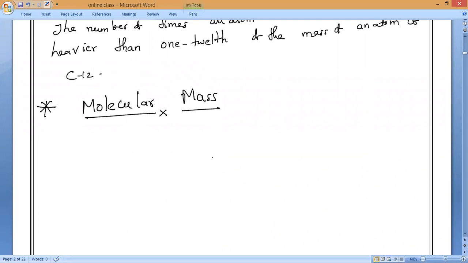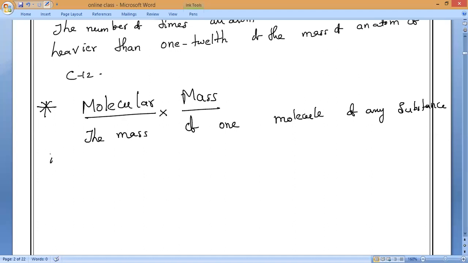Molecular mass means the mass of one molecule of any substance is defined as molecular mass. Please write this, it is most important. Your PT exam also they will ask this. The mass of one molecule of any substance is defined as molecular mass.